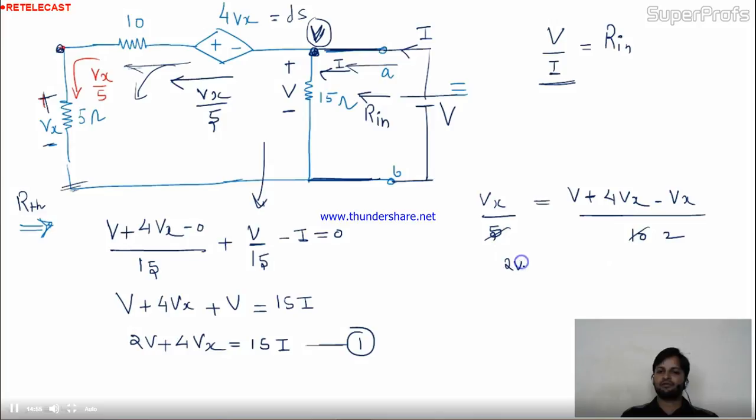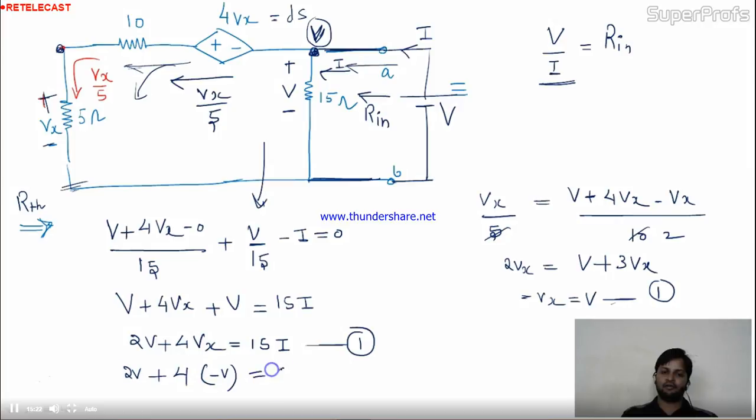So it will go 2Vx equal to V plus 3Vx. Right. So minus Vx equal to V. We got this relation. Now we'll put this value of Vx over here. It is 2V plus 4 and Vx is nothing but minus V, equal to 15I. Is it clear to you? Now 2V minus 4V, it will be minus 2V. It is equal to 15I.